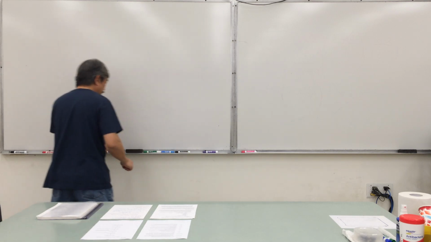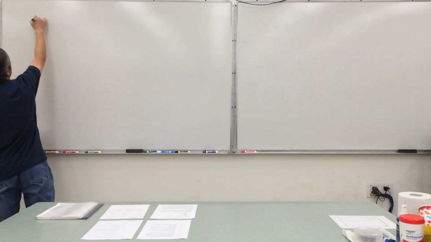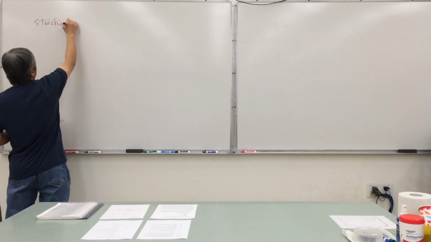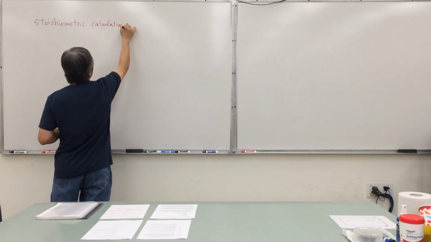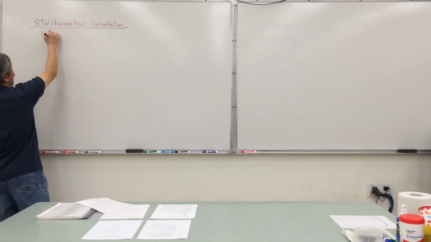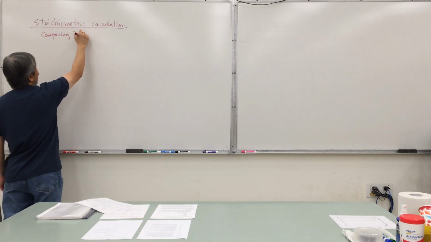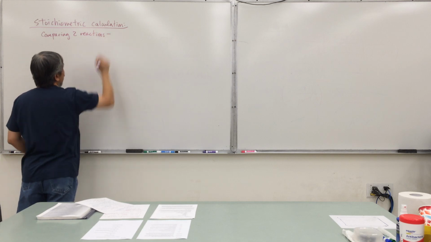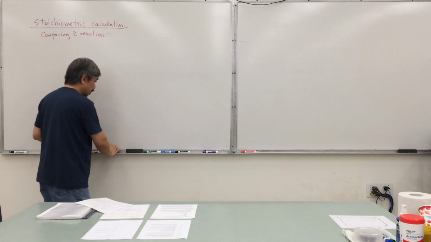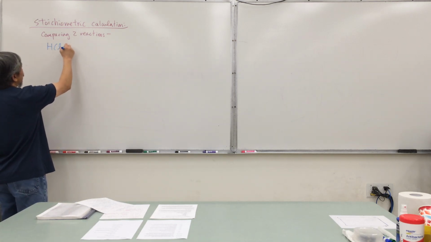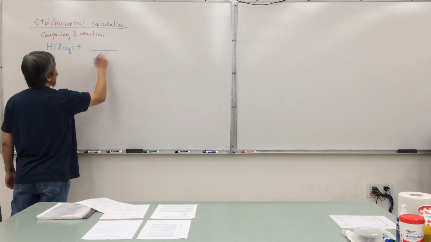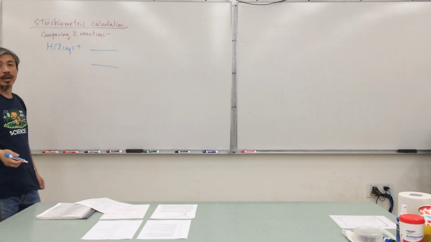So let's take a look at doing stoichiometric calculations in general, and making a comparison. In this case, we're going to compare two reactions. Okay, comparing two reactions. And so let's see what these reactions are. The idea is that we want to react hydrochloric acid. So this is your stomach acid, HCl, plus, and now we'll put two different things in here and see how each one reacts with it.